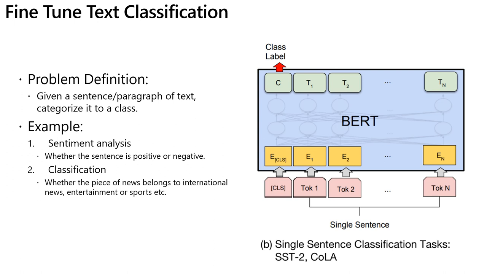The diagram on the right side shows the processing. The input text is tokenized, and a special class token is added to the beginning of the input token sequence. The final hidden state, or the output embedding, of the first class token is used as input to a classifier. The output of the classifier is the label probability. The fine-tuning process is to jointly maximize the log probability of the correct label.